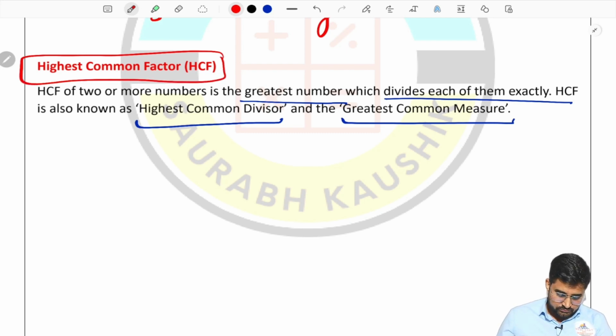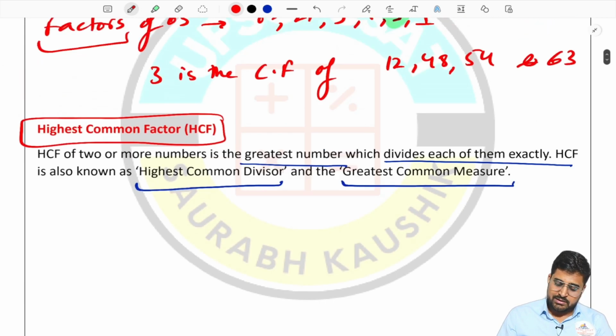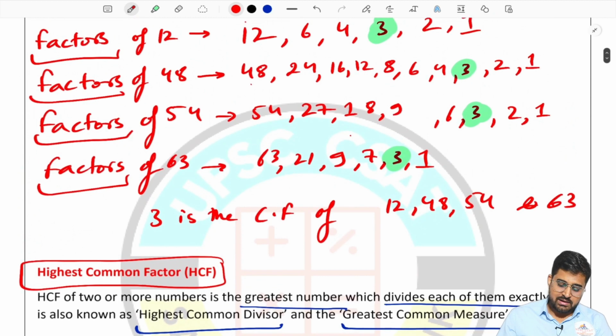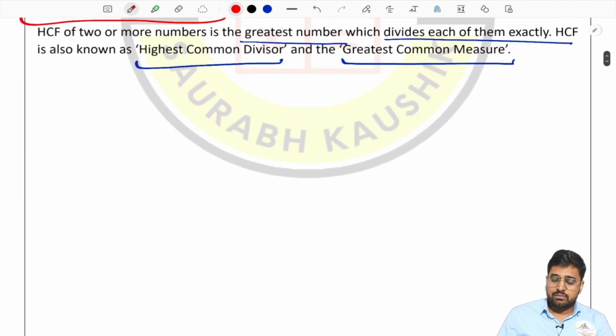Now we have basic clarity about highest common factor, as we have seen here. So I don't think we need any other example.